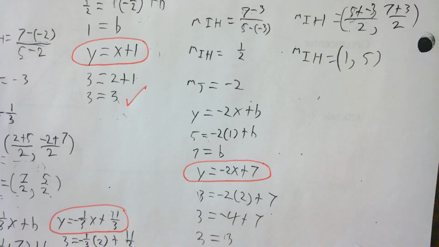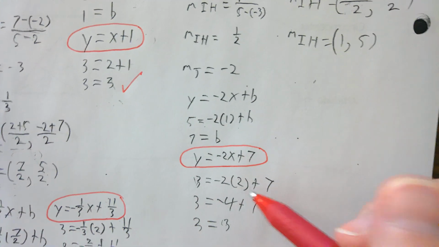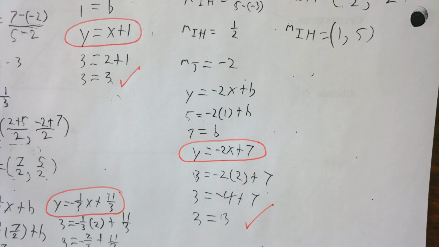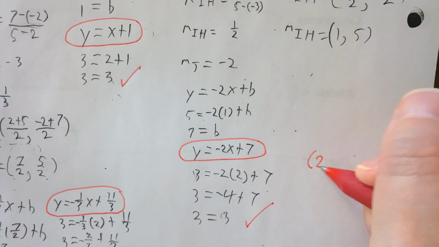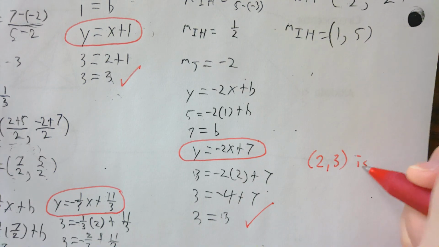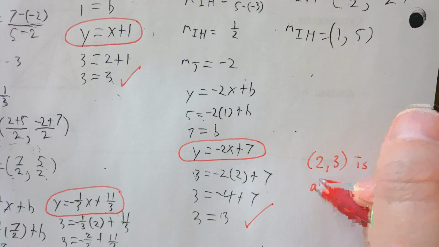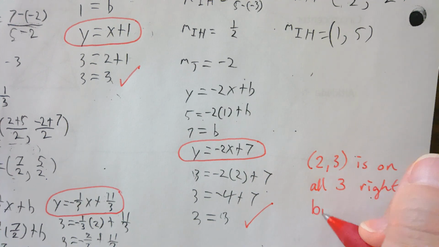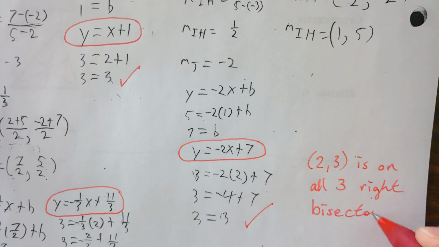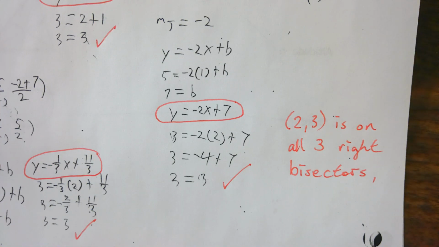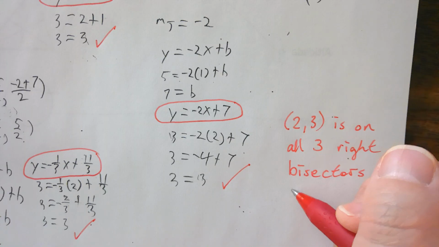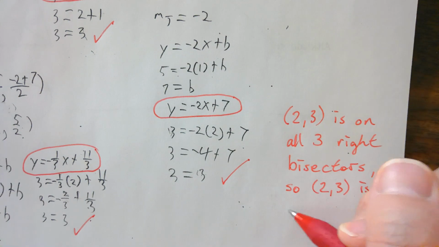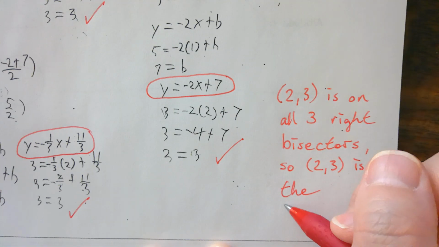And so when you sub in the point one last time, 2, 3, you'll see that left side equals right side as well. So since 2, 3 is on all 3 right bisectors, what does that mean? Yep. 2, 3 is the circumcenter. So 2, 3 is, in fact, the circumcenter.